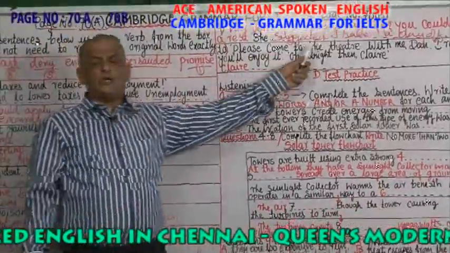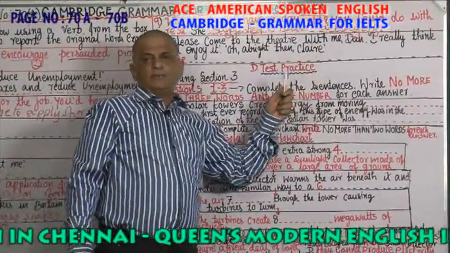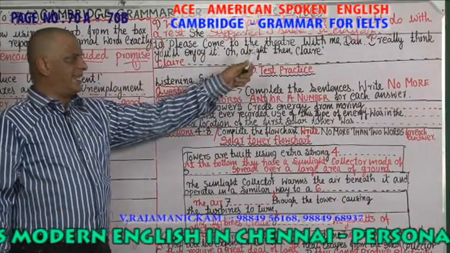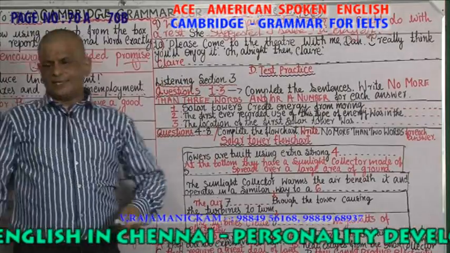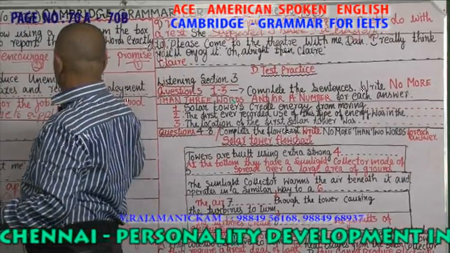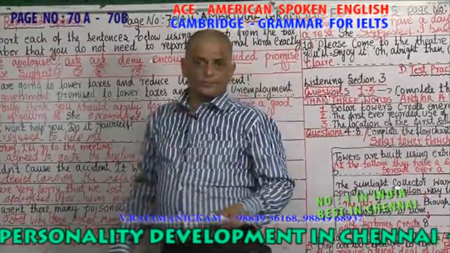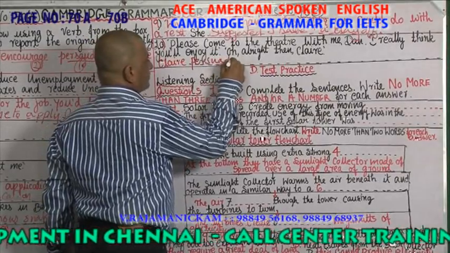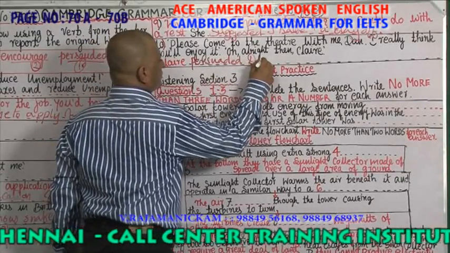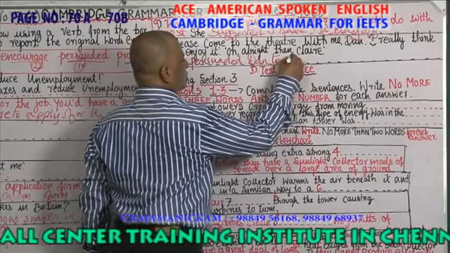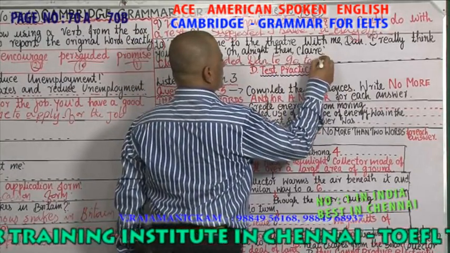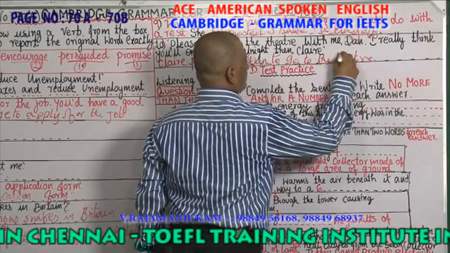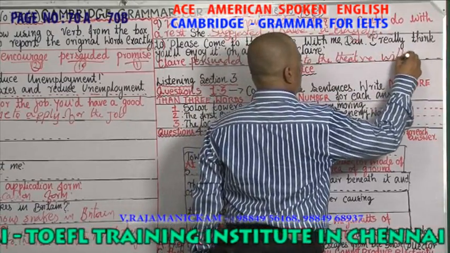Please come to the theater with me. Dan, the person's name is Dan. I really think you will enjoy it. Oh, all right then, Claire. So what is that, Claire? Persuaded, 10. Claire persuaded Dan to go to the theater with her.